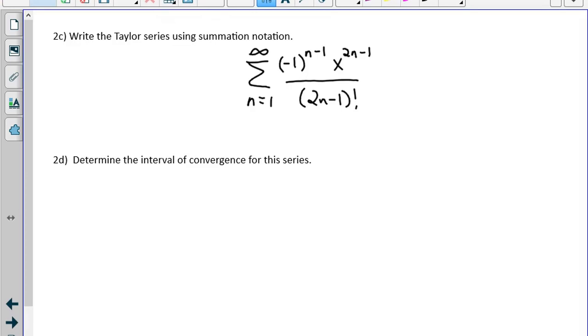Yeah, because n equals 2. So I'll get negative 1 times x to the 3 over 3 factorial. And that's exactly what I want. So you just kind of got to play around with it and make sure it works.